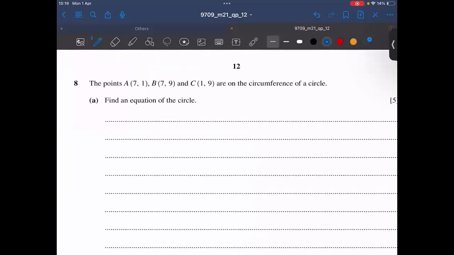Find the equation of the circle. Ahmad, you have 3 points. The general equation is x minus a whole square plus y minus b whole square equals r square. All right.